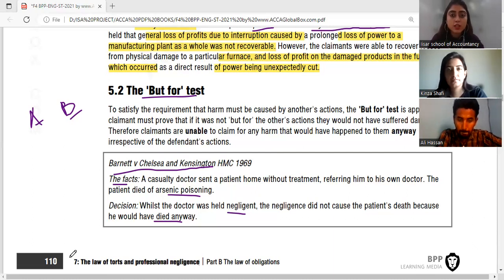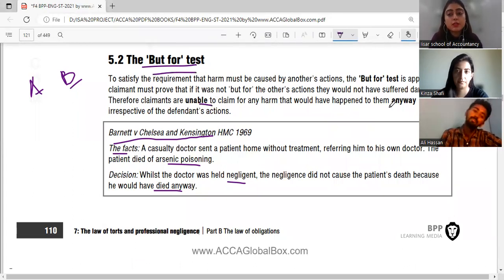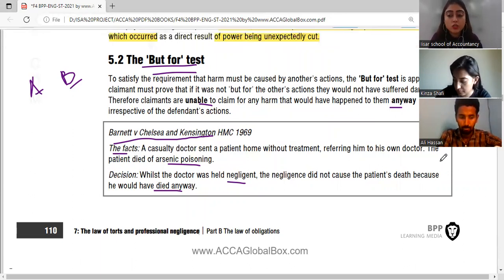Even if he had not come to the doctor, he would have died, because arsenic poisoning has its time, and that time had already run out. Okay, so he would have died anyway. For example, even if that doctor had started the treatment rather than sending him home, he would still have died. It was meant to have happened. The case was actually out of hands. Yes. So here there is this test which is applicable, the but for test: that whatever you do, that accident or that loss was going to happen to him anyway.